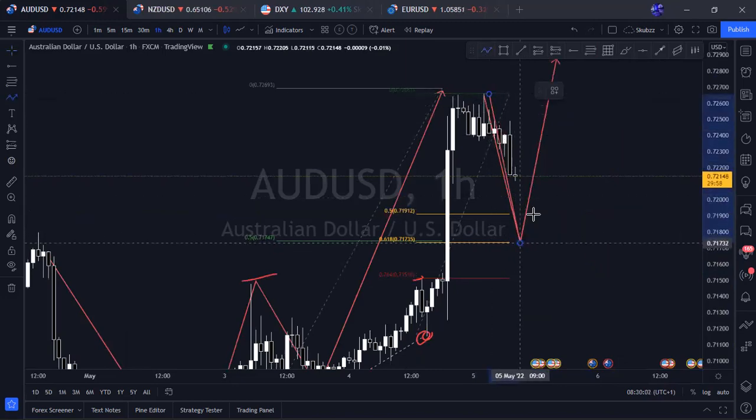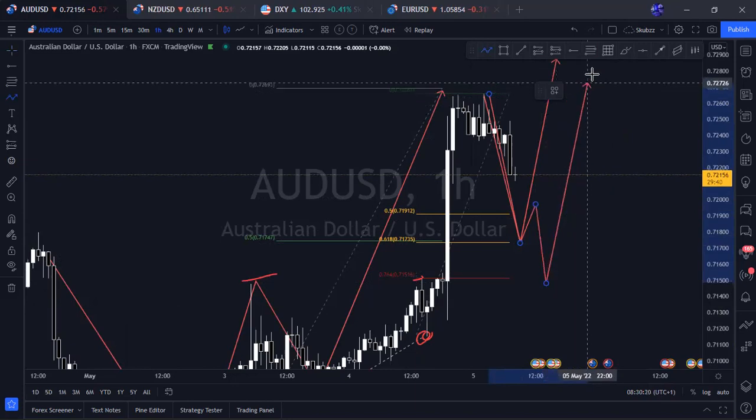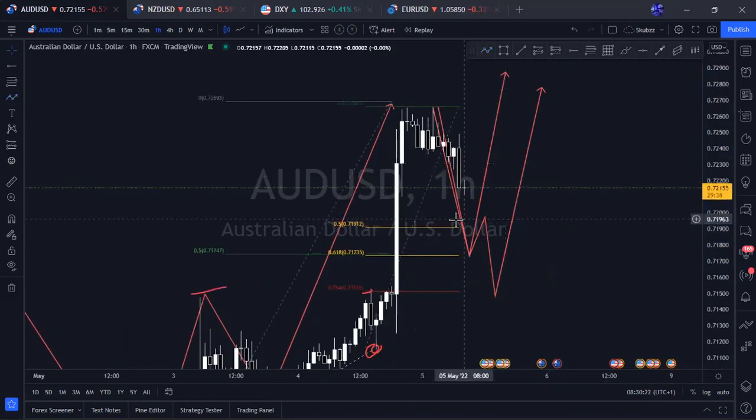Or we can see AU do something like this. Come here, fake, and then come deeper, but not below the 0.7. Or we can come and just wick the 0.7 to take out stop losses of people that entered aggressively at the 0.61, take out liquidity around this point here, and then continue to the upside. Do you understand? Any one of these scenarios can happen.